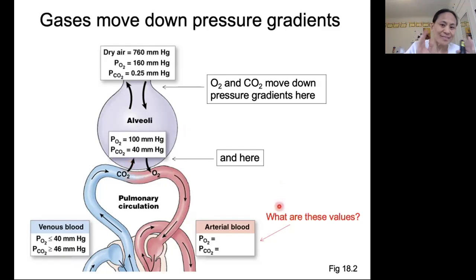See if it's a little bit of a tricky question. You're going to have to do a little bit of detective work to figure this out, but see if you can figure out what these values are. So what is PO2? What is PCO2 in the arterial blood? Okay, so this blood right here. So think about that for a moment.